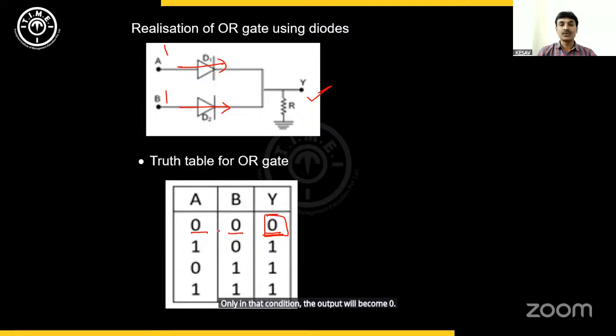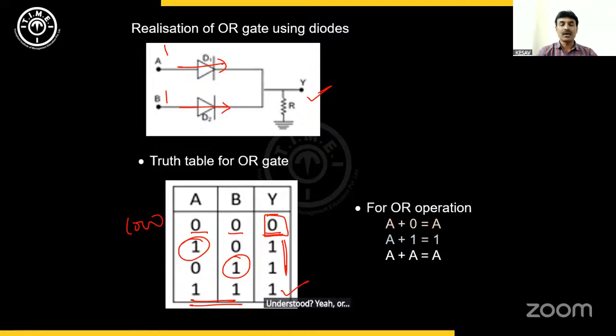When both are zeros, 0 or low input, when A and B both are low, output is low. Otherwise, it's high. Either A or B can be high to get high output. If both are high, that's fine, we'll get high output. Understood? A or B. That's what is OR gate.